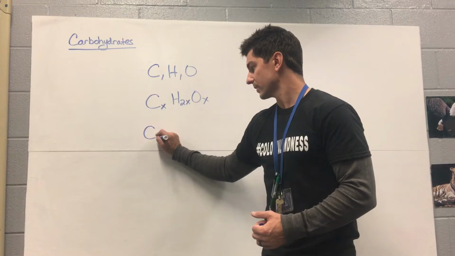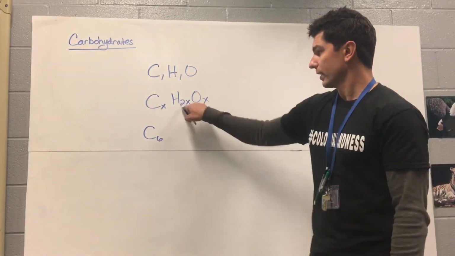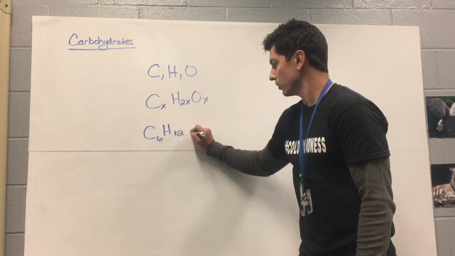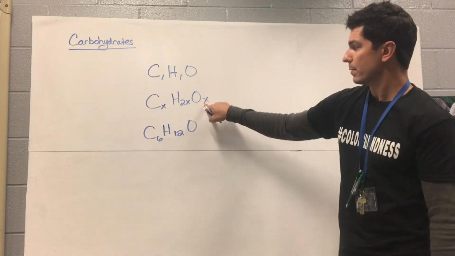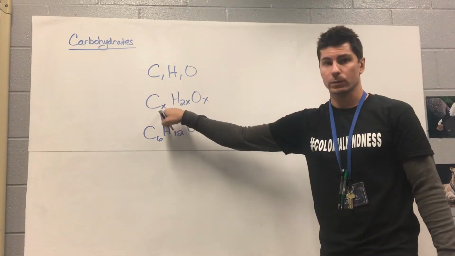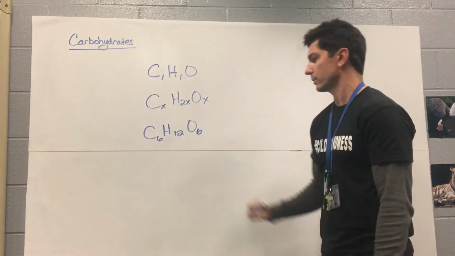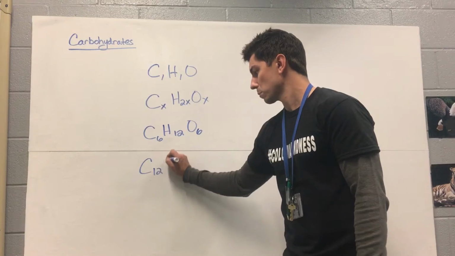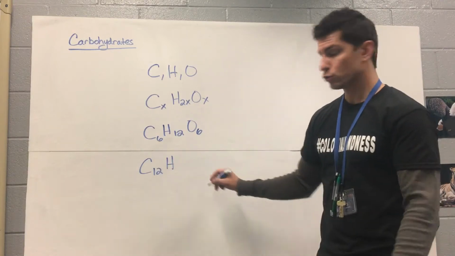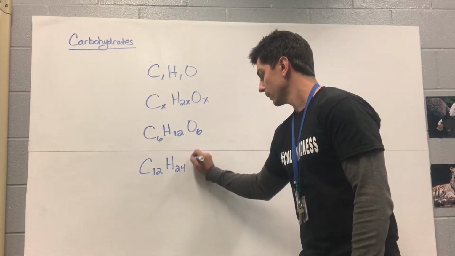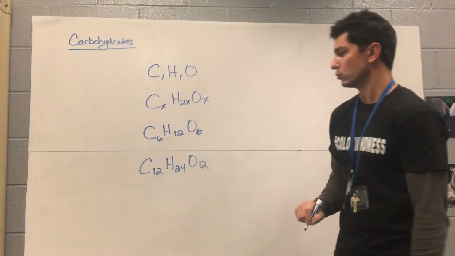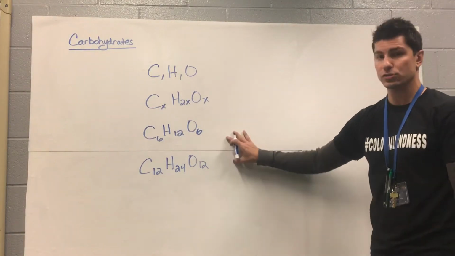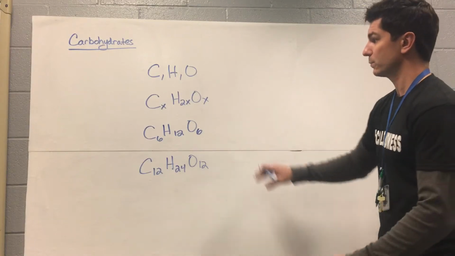So in other words, if we have 6 carbons, we're going to have double that amount of hydrogen, so it's going to be H12. And we're going to have the same amount of oxygen as we are going to have carbon. So it's going to be O6. Another example, if it was, I don't know, like C12, it'd be H24 because it's double that amount. And then once again, O12. So that's our structure. That's your need to know information on the structure of carbohydrates. And that's pretty much it.